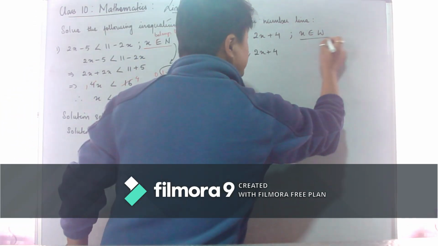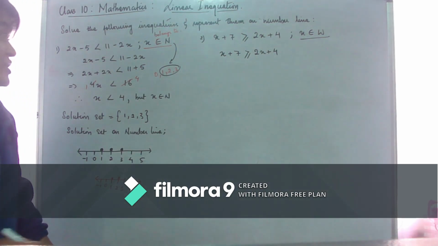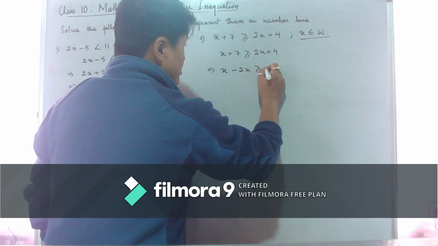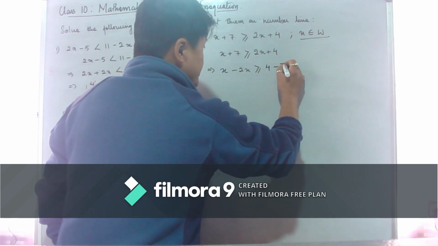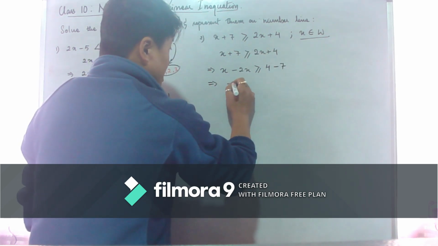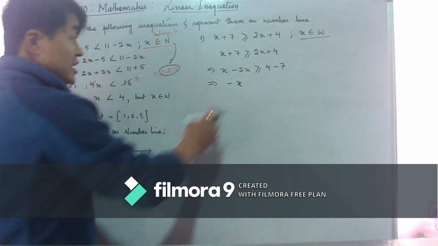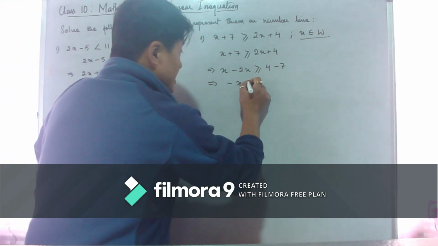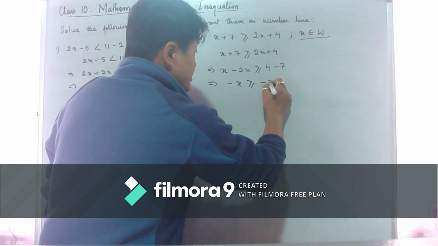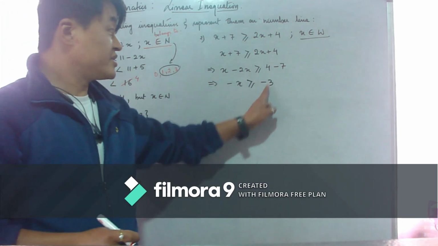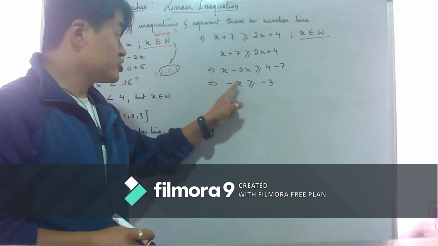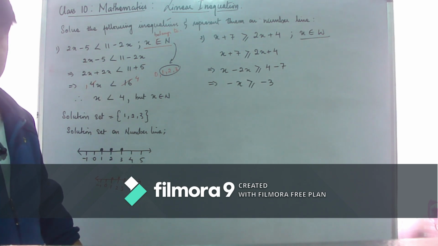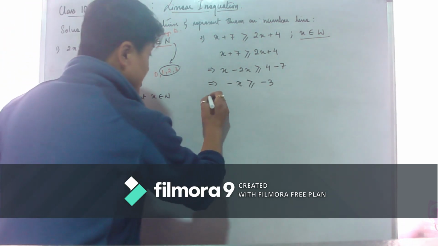Again, we can see that x belongs to W. W is the whole numbers. x minus 2x is greater than or equal to 4. When it goes to the other side, minus 7. This will give you minus x is greater than or equal to minus 3. Clear? Here we have minus on both sides, but since there is an inequality sign, we cannot cancel the minus like in an equation. Had we been solving an equation, we could cancel this. Here we just have to change the sign.